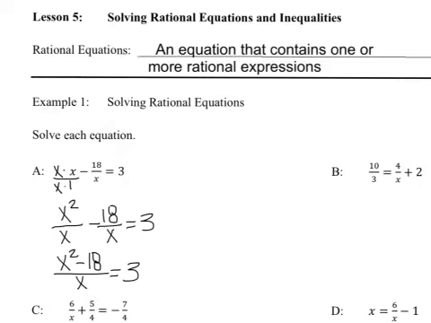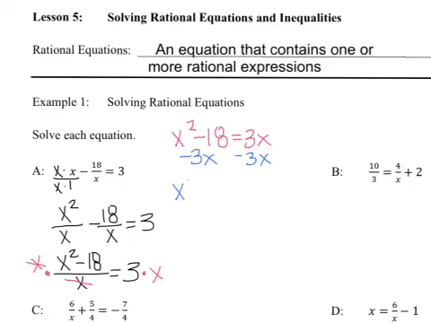Now all you need to do is solve for x. So since we have an x in the bottom, we're going to multiply. It's being divided, so multiply to get rid of it. That cancels with that. So we end up with x squared minus 18 equals 3x. Since we have that x squared, we need to bring it all together so we can factor. So we'll subtract this 3x to bring it over here. So we end up with x squared minus 3x minus 18 equals 0.